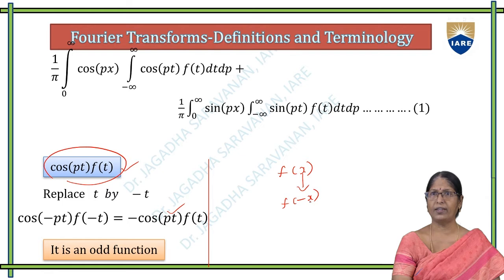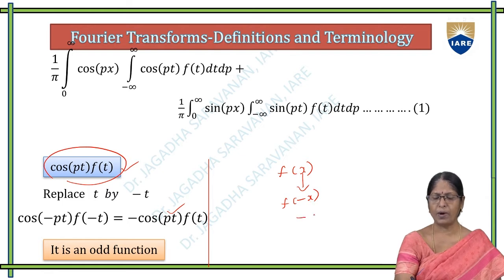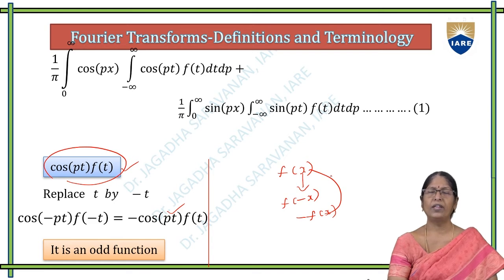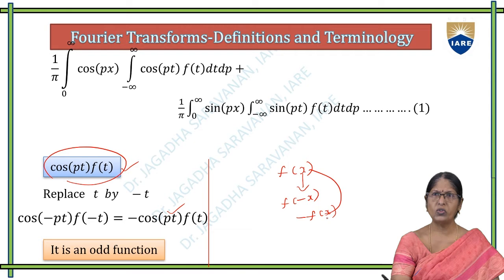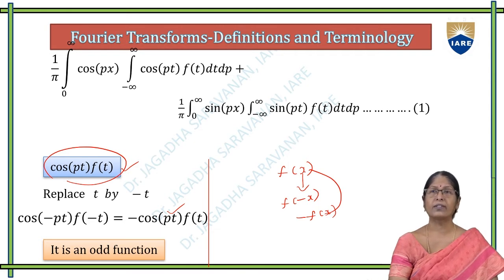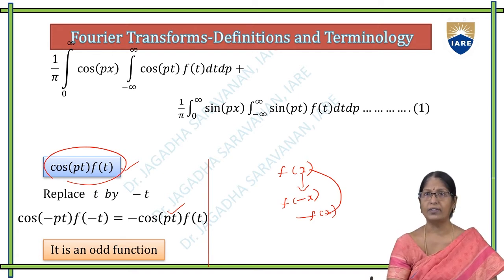After replacing, if the result is minus of our given function, then we will call it an odd function. But if there is no change at all, even after x is replaced by negative x, there is no change in the given function, then it is an even function.